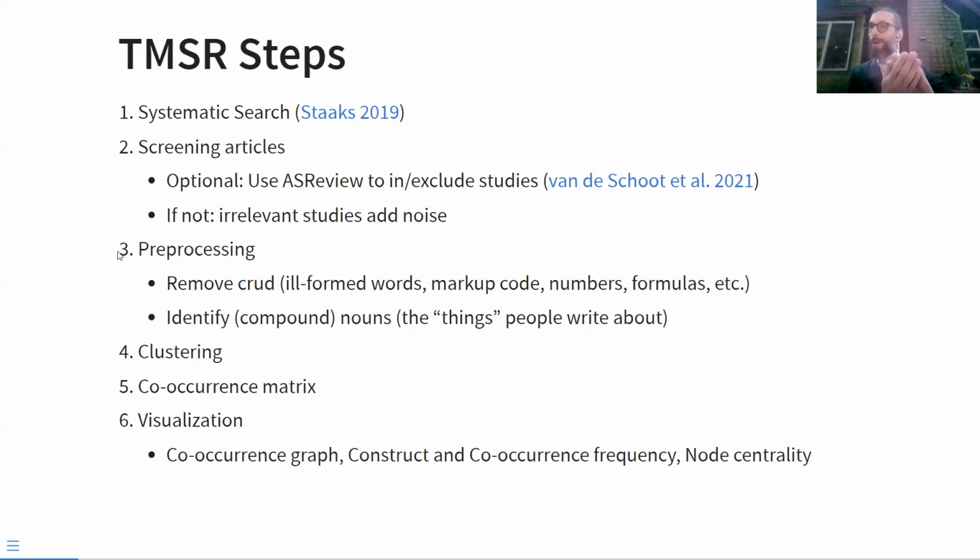The third step is pre-processing. So if you have free text that you're analyzing, you want to remove CRUD. So some words might be ill-formed due to the conversion from PDF, for example. There may be markup code that ends up in there, which we don't need. There may be numbers, formulas, etc. So we exclude CRUD. And one step that I always do is to identify compound nouns, because nouns are the things that people write about.